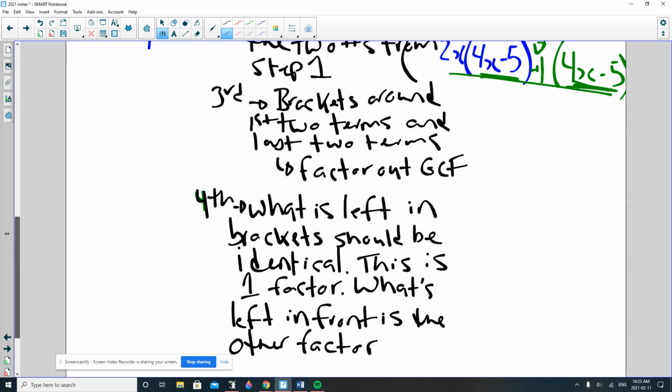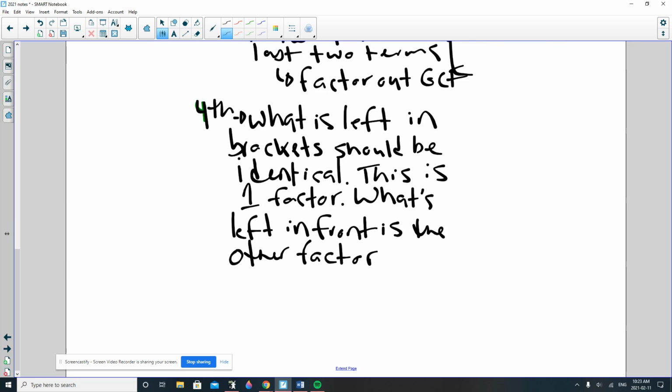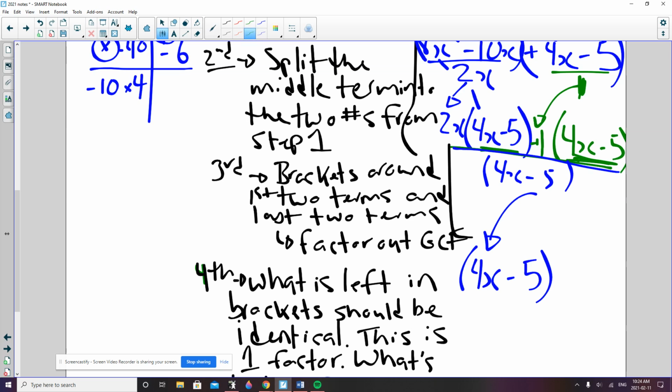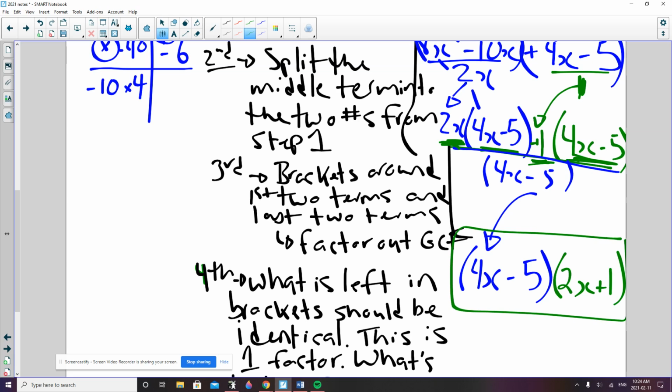All right. So if I come back, and so I'm looking up here, right? Really what I'm doing is I'm dividing out 4x minus 5 as a greatest common factor. So 4x minus 5, that becomes one of my factors. The other factor comes from what's left in the front. So 2x plus 1, that becomes the other binomial that's left over. So 4x minus 5, 2x plus 1.